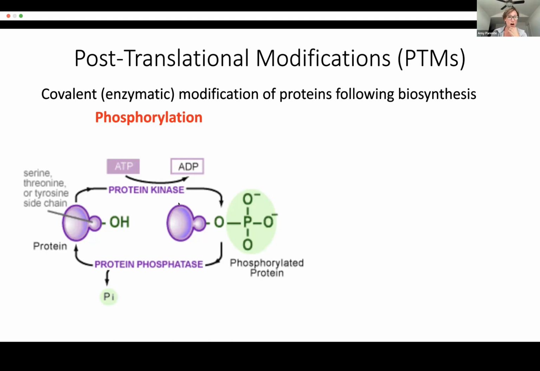You can turn off that modification by using a phosphatase enzyme. And so, as Celeste will talk about in a little bit, making this modification is going to introduce charge, and that can have a lot of important implications.